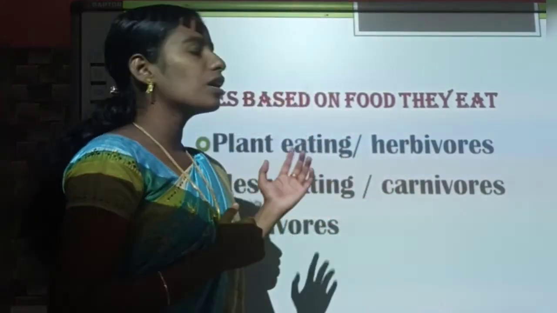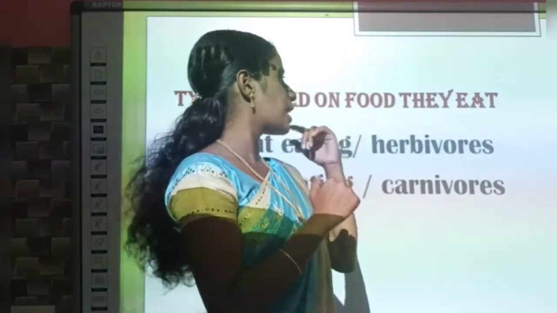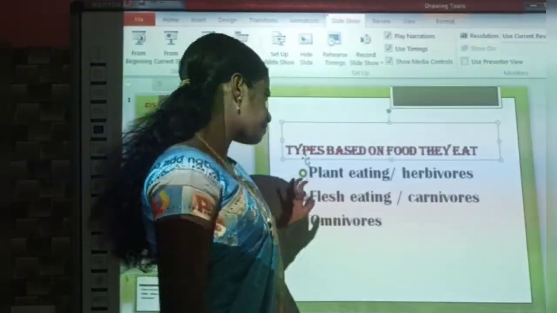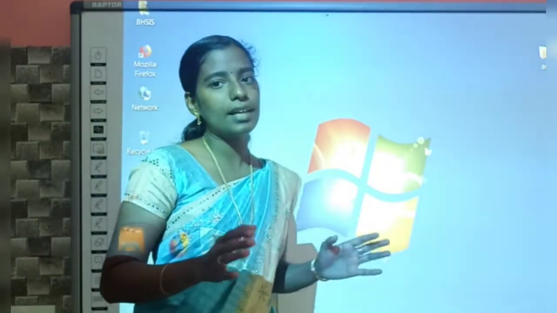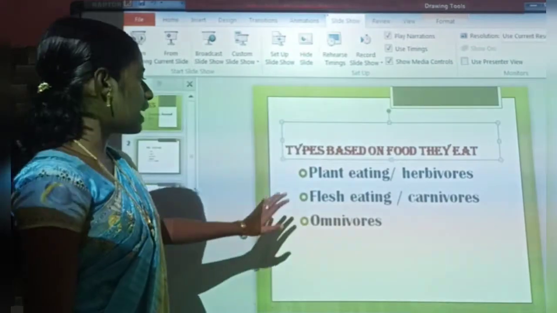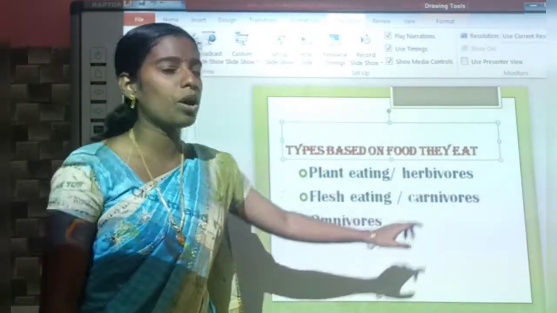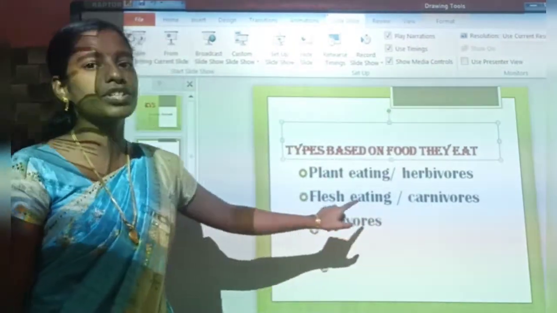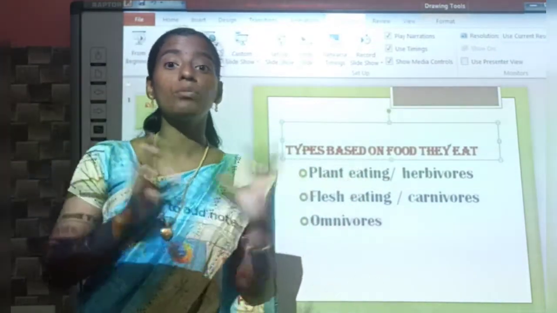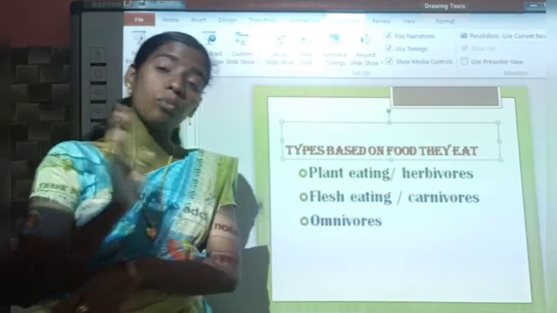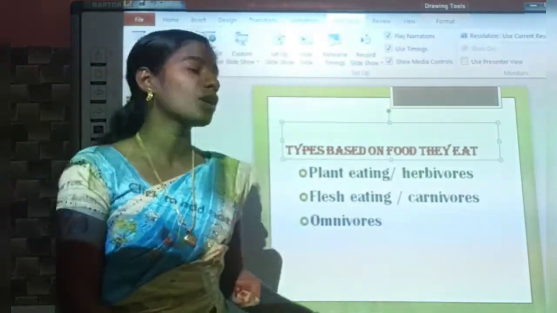So it is eating flesh, right? So it is nothing but called carnivores. So what is herbivores? When the animals are eating the plants, it is called herbivores. When it is eating flesh, it is called carnivores. When the animals are eating both the plants and the animals, it is omnivores.